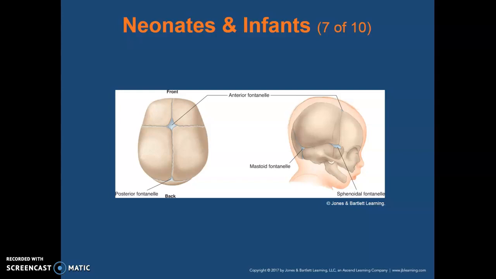You can tell a lot about an infant's status based on their fontanelles. If their fontanelles are bulging out, then they probably have increased pressure in their head. If their fontanelle is depressed, they're probably pretty dehydrated.